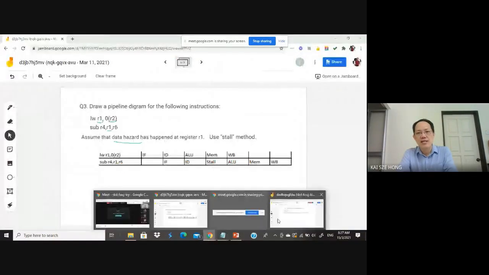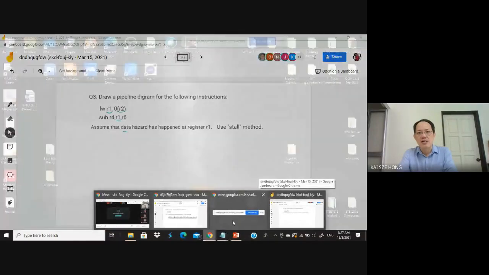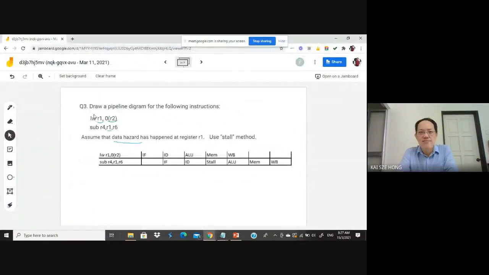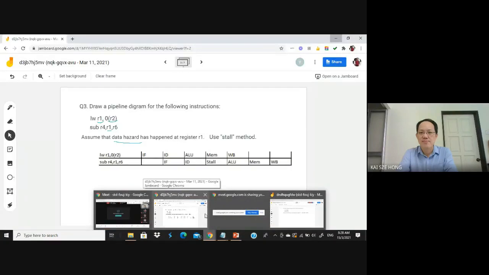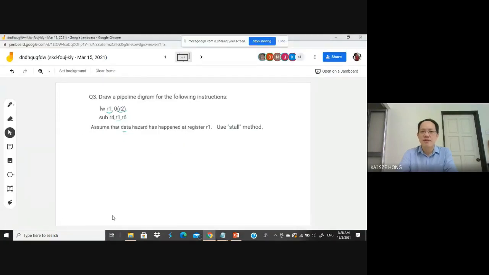You can see why it is a stall, because this instruction actually needs a memory access. The memory access only happens at stage number 4. So after stage number 4 of the first instruction only, you can do the ALU operation for stage number 3, sorry, for instruction number 2. So let's draw something like this using a pipeline diagram, including a stall, because let me repeat again.